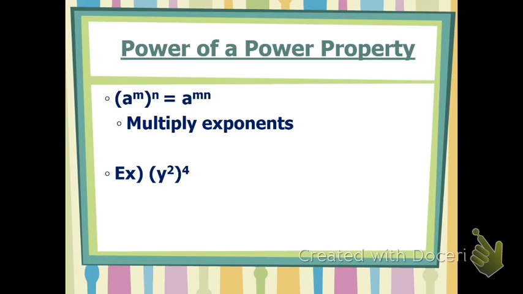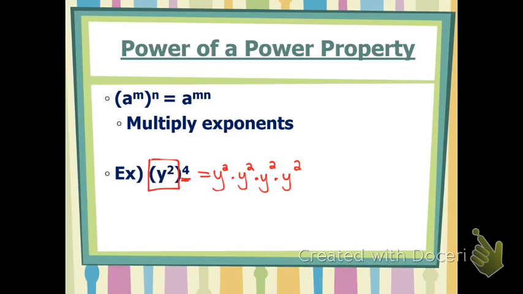So let's say that we had y squared raised to the fourth. Again, remember the definition of an exponent. It is repeated multiplication. So when you see something raised to the fourth power, it means multiply that thing by itself 4 times. So this means y squared times y squared times y squared times y squared.